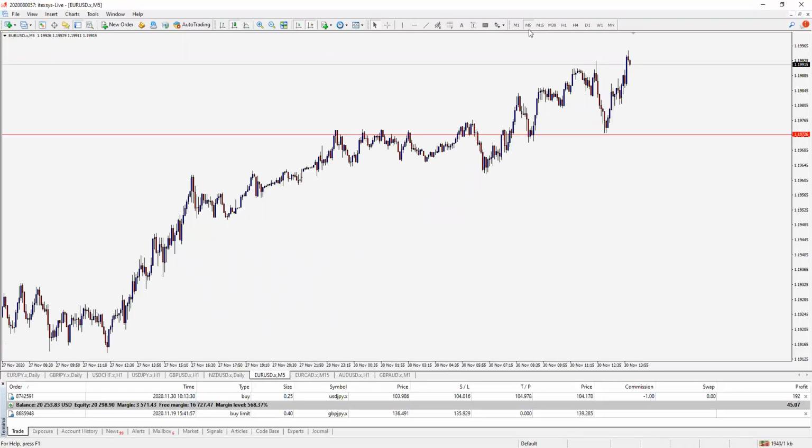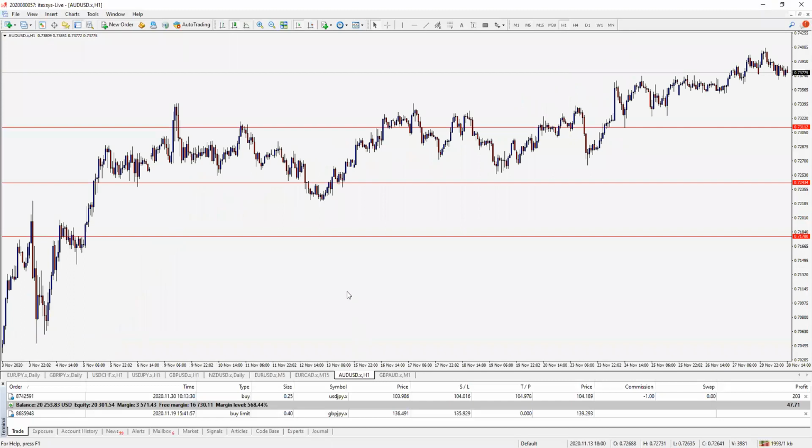15 minutes. It's also relevant for the short term intraday traders. As long as the price didn't break out this level, I don't think we have a good and clear reason to buy or sell the euro dollar. Okay. And AUD USD daily chart. All right. That's the daily chart.